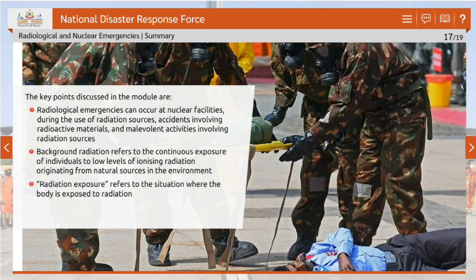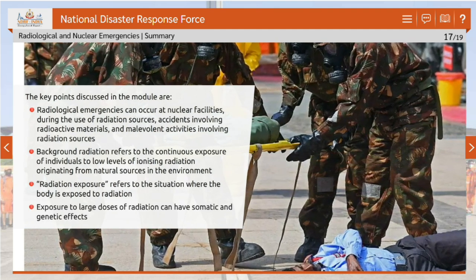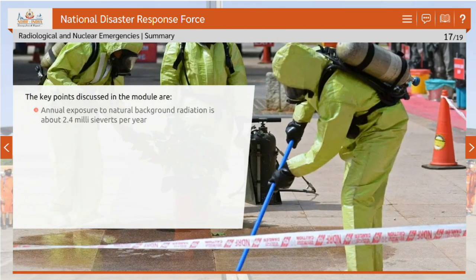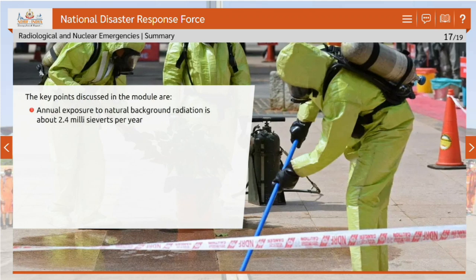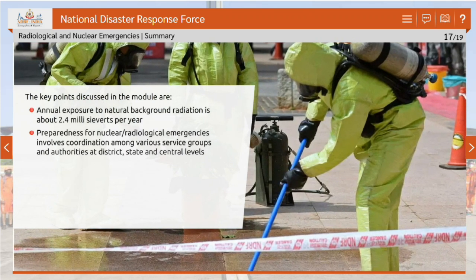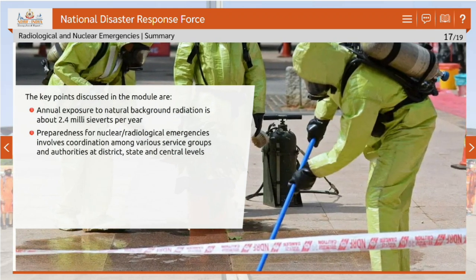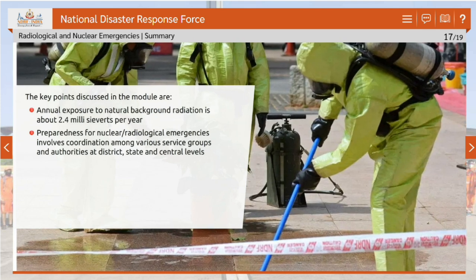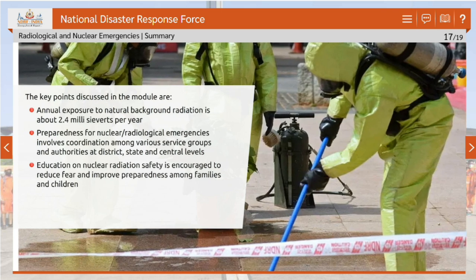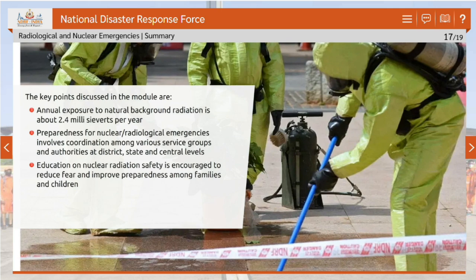Radiation exposure refers to the situation where the body is exposed to radiation. Exposure to large doses of radiation can have somatic and genetic effects. Annual exposure to natural background radiation is about 2.4 millisieverts per year. Preparedness for nuclear and radiological emergencies involves coordination among various service groups and authorities at district, state and central levels. Education on nuclear radiation safety is encouraged to reduce fear and improve preparedness among families and children.